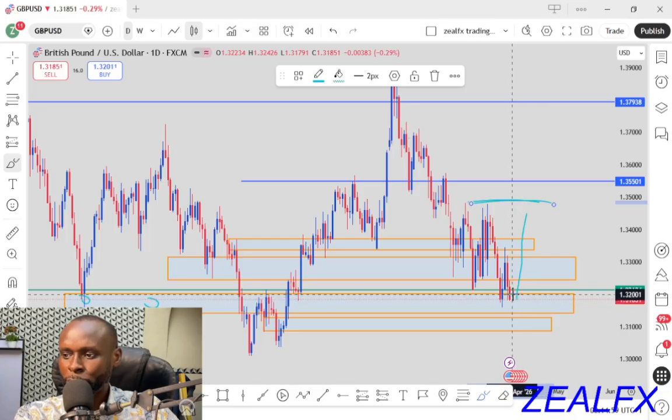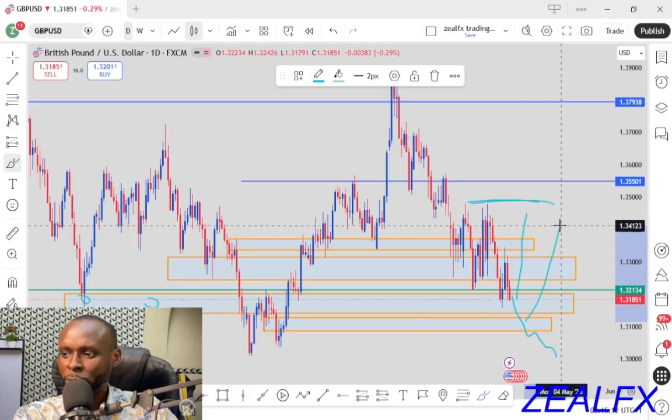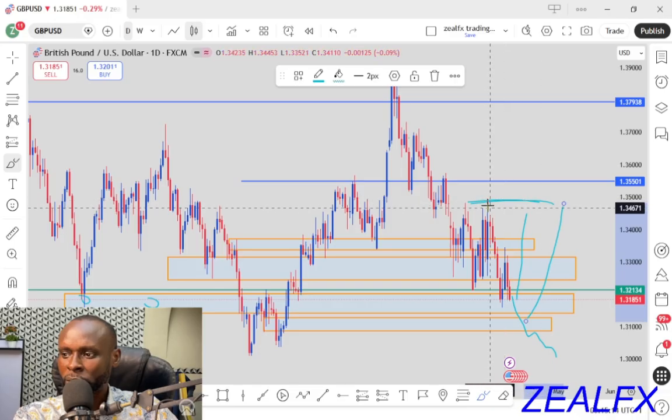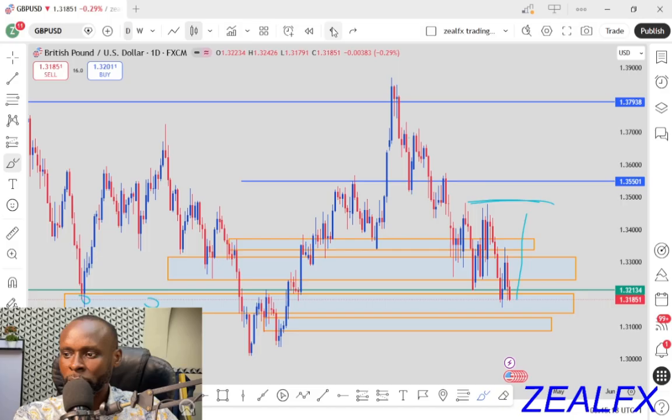But if price breaks below this level, this might push price to this support level. A break of this support level might trigger more selling for the pound USD. But if price fails to break this level, we might see price pushing back to this next resistance level. So the pound USD on the daily chart still remains bearish, but we can't make any sell decision for now because we have price close on a support level on the daily chart, which is a very strong, significant support level.